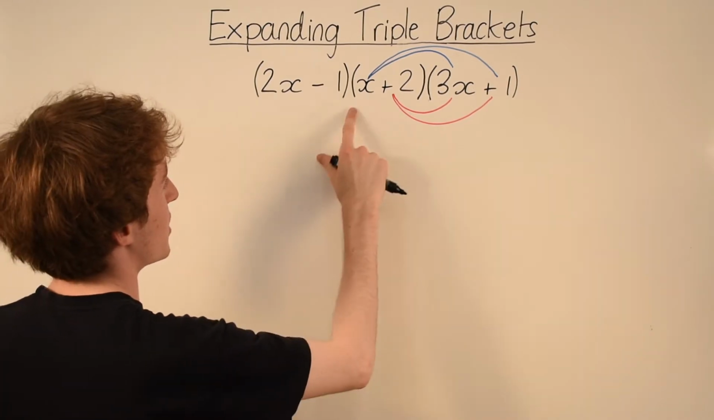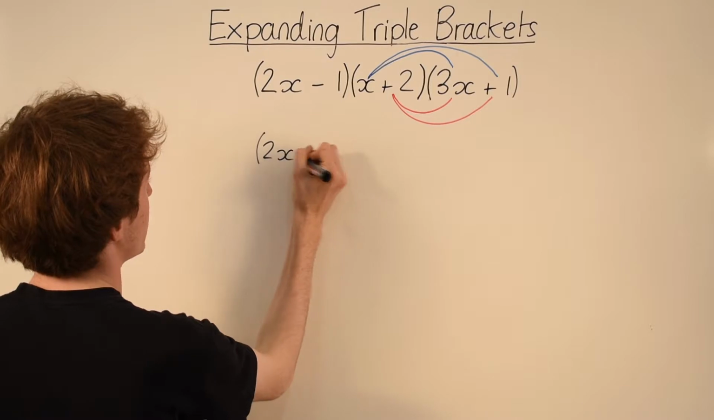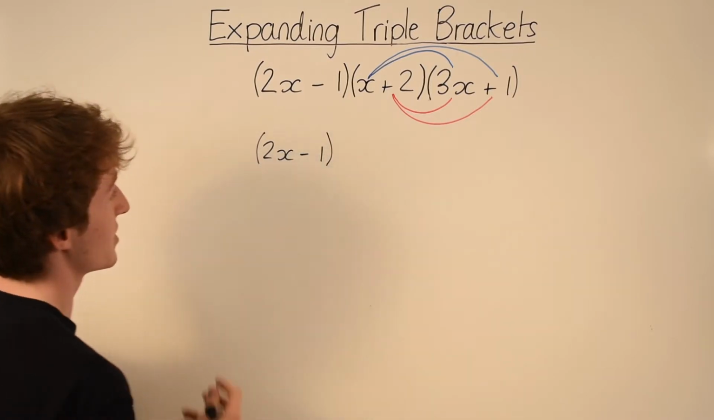Okay, so we're now ready to expand our double brackets here. So we'll start by just copying down the first pair of brackets, 2x minus 1, because that's going to stay unchanged.